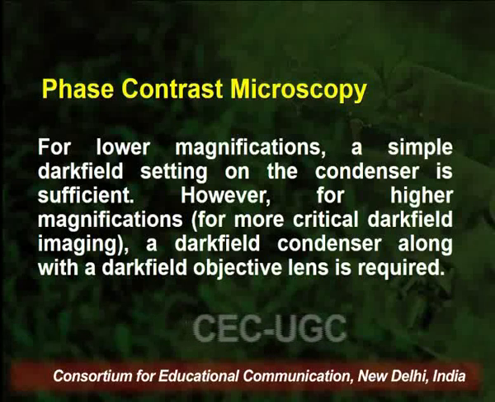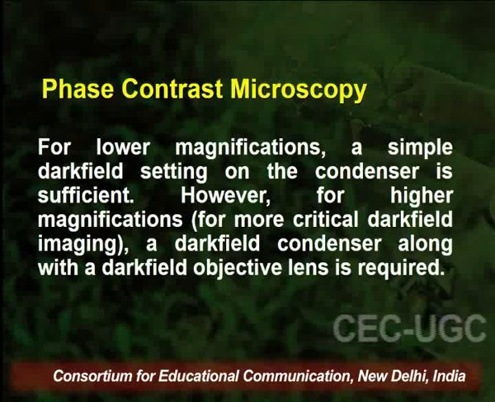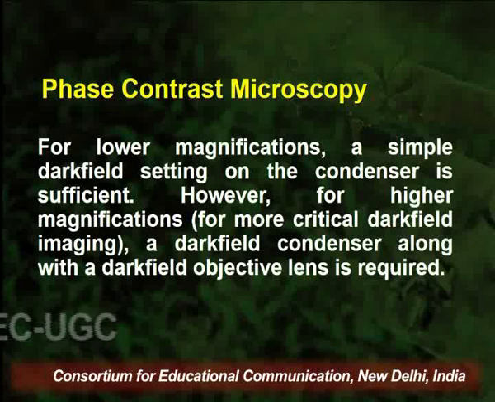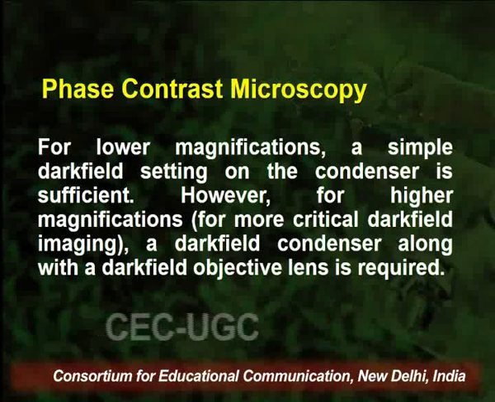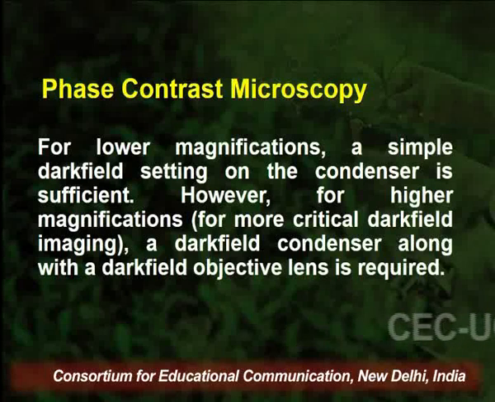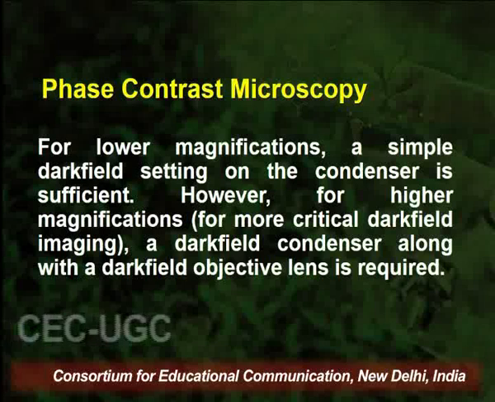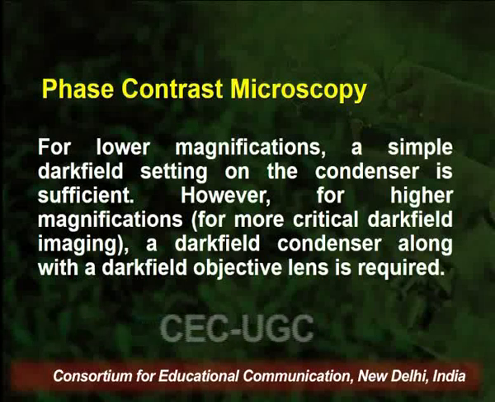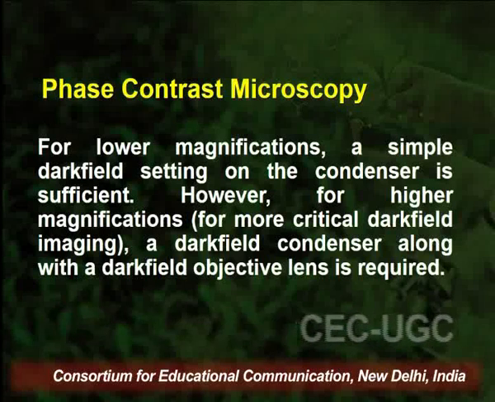There is a component called the phase contrast annulus, or phase annulus, which is used with the condenser. However, for higher magnifications and for more critical dark field imaging, a dark field condenser along with a dark field objective lens is also required.